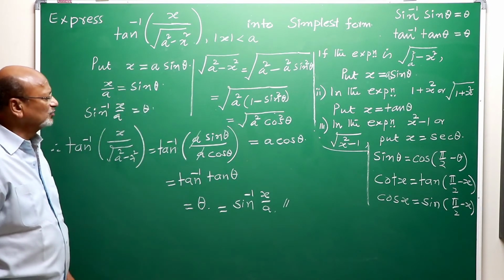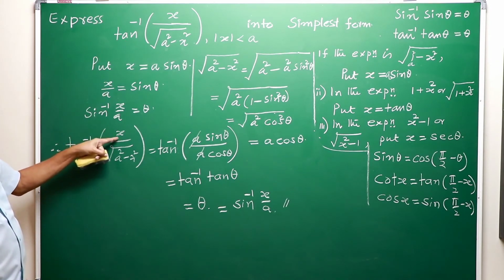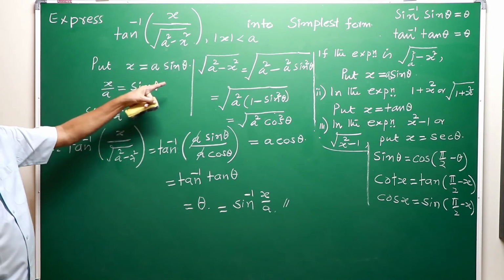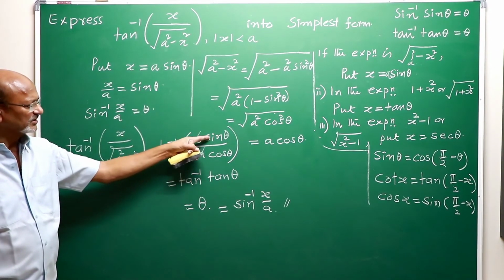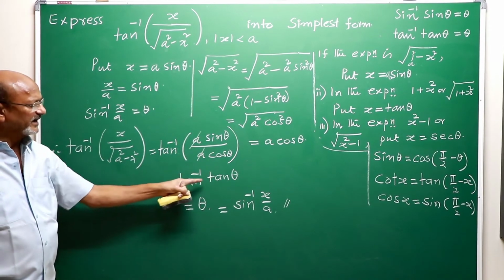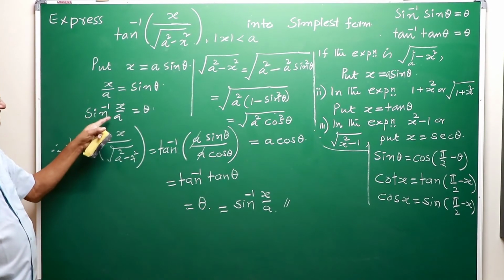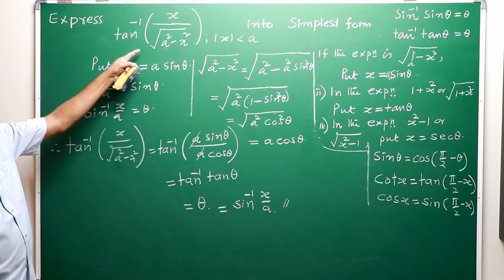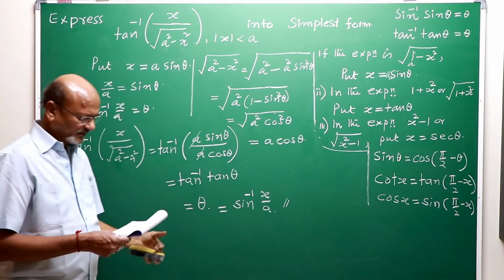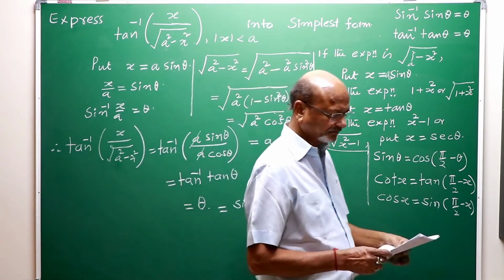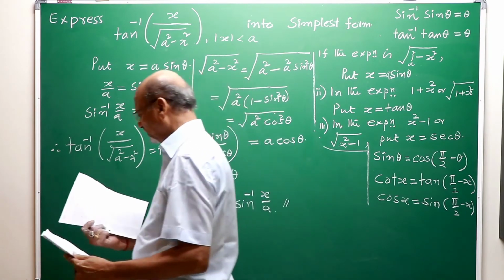After finding these two values, consider the given expression. Substitute x is a sine theta, root is a cos theta: a sine upon a cos, cancellation, sine by cos is tan. Tan inverse of tan is what? That angle itself, theta. But what is theta? Sine inverse x by a. This is the simplified form of the given expression. Yes, friend. Next one.